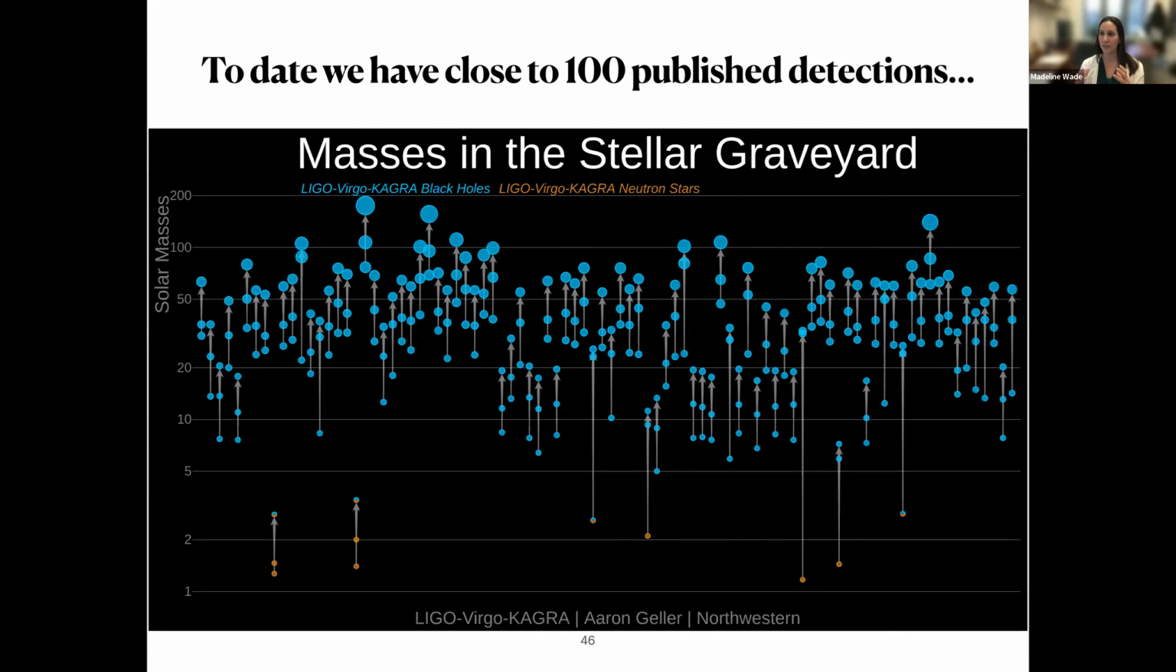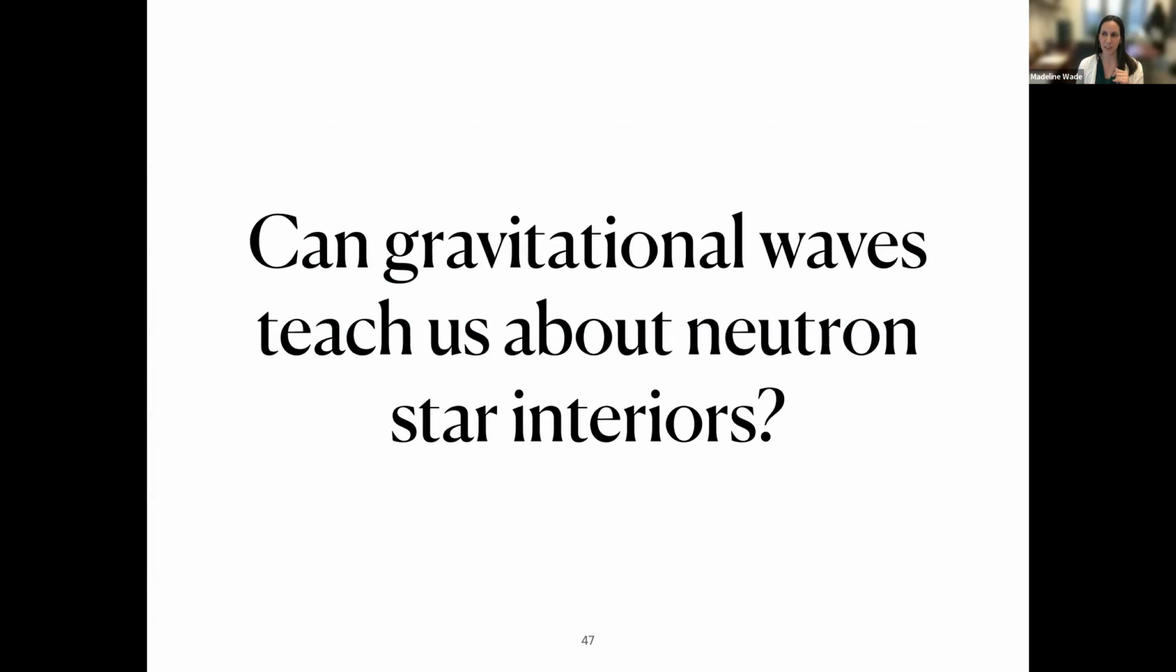But the most recent things, while they are publicly available as preliminary data, we have not published our final results on them. So nearly 100 published detections so far. All right, so that was a nice background on a new type of messenger that you could use to learn about something like neutron stars.